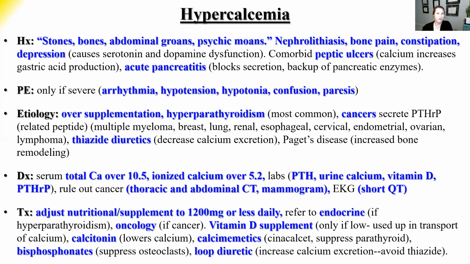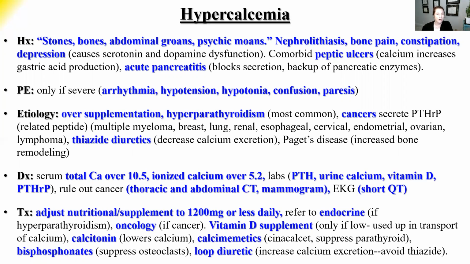They can also get comorbid peptic ulcers because calcium will increase the gastric acid production, causing more ulcerations. It can also cause acute pancreatitis because it blocks the secretions of the pancreas, and then you get this backup of pancreatic enzymes. If it's very severe, you can get an arrhythmia, hypotension, hypotonia, confusion, and paresis.